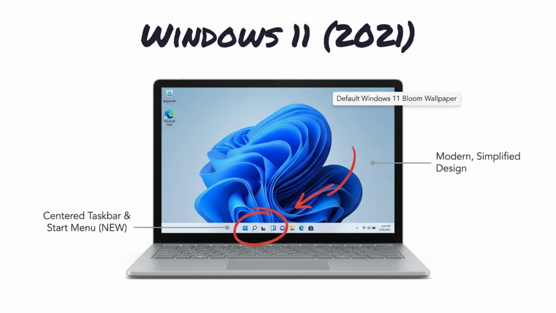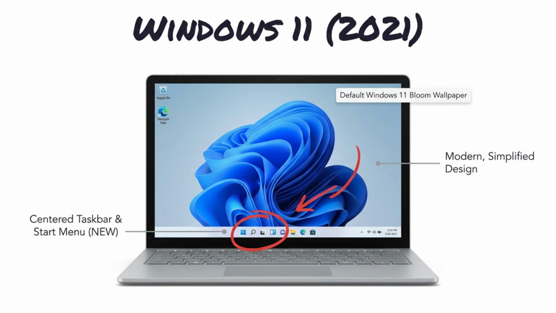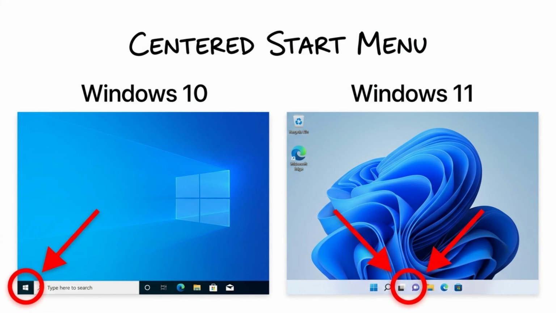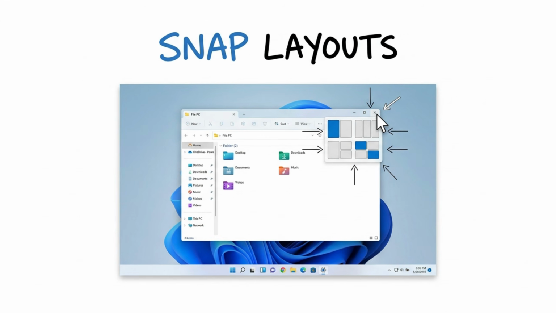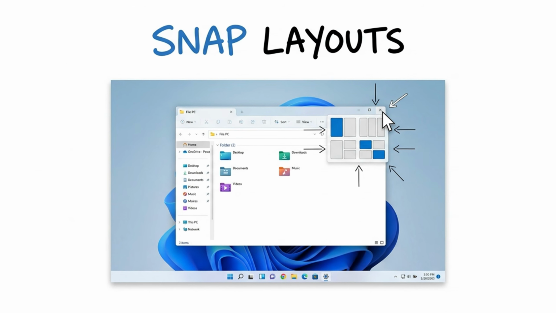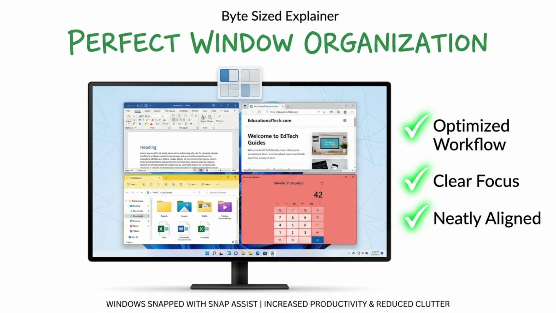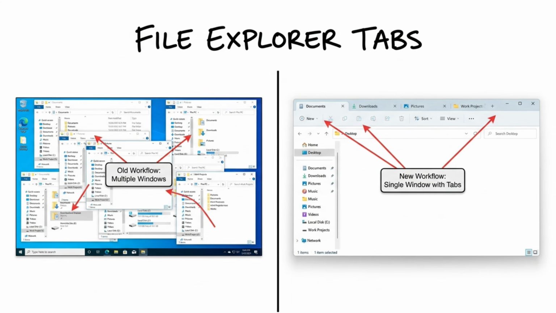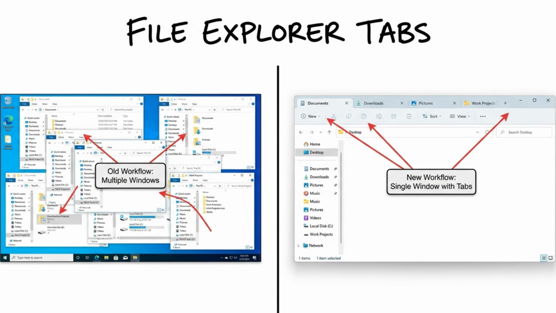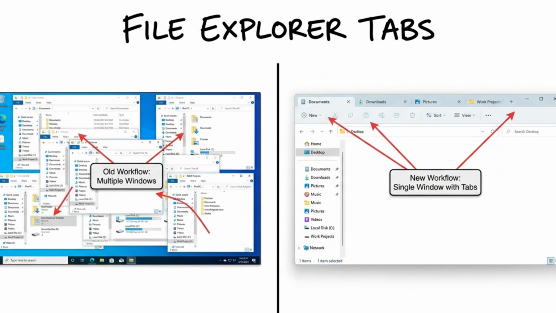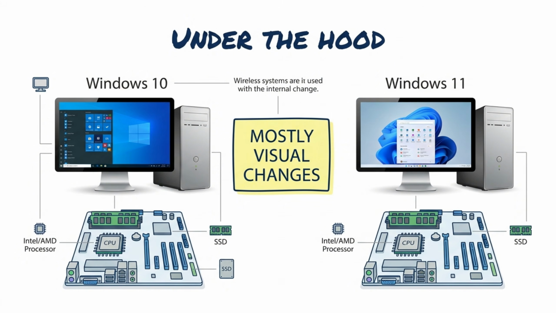Number 12. Windows 11, 2021. And here we are. Windows 11 looks like Windows 10, but with a centered Start menu, like a Mac. It has snap layouts. Hover over the Maximize button, and you get grid options to arrange windows perfectly. Great for productivity. File Explorer finally got tabs, so you don't have 10 separate windows open. But honestly, under the hood, it's Windows 10 with a facelift.